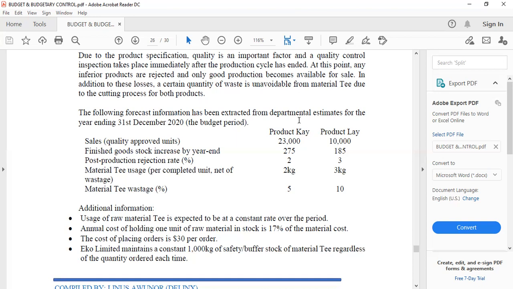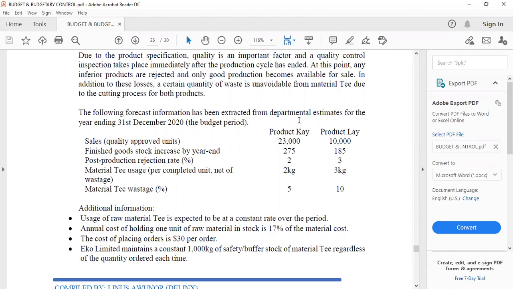Finished goods stock increased by year end. So the closing stock are 275 and 185. But they are saying that the post-production rejection rates for the finished goods is 2% for product K and 3% for product L.